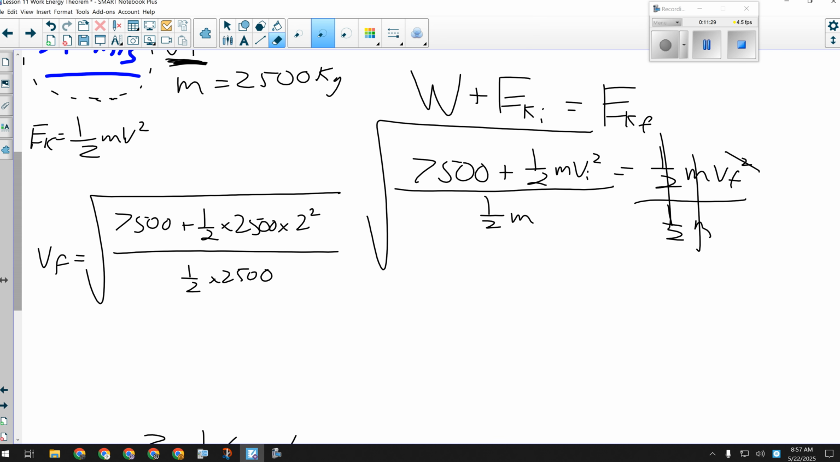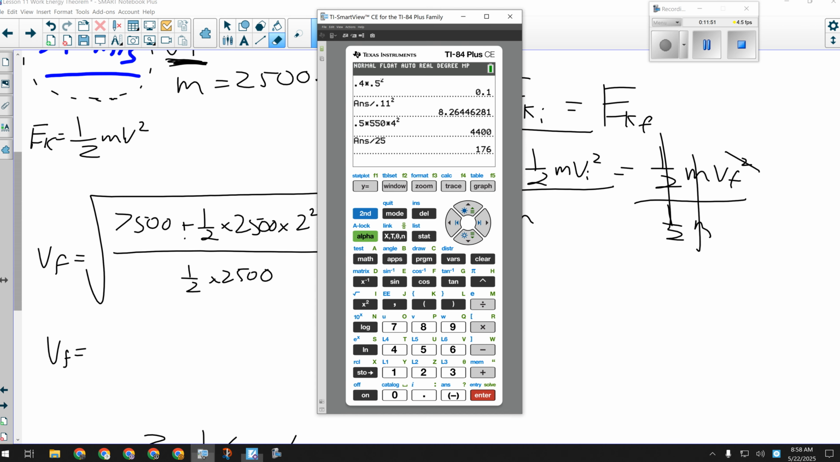Now, sometimes people say, Mr. Coderre, couldn't you just cancel that? It's the same on the top and the bottom. The answer to that is no. You're adding up here. If everything up top was being multiplied, absolutely you could, but you have an addition or subtraction operation, so you can't. All right, so now if we plug our numbers into our calculator, we'll go 7,500 plus 0.5 times 2,500 times 2 squared. We'll divide that by 1/2 times 2,500.